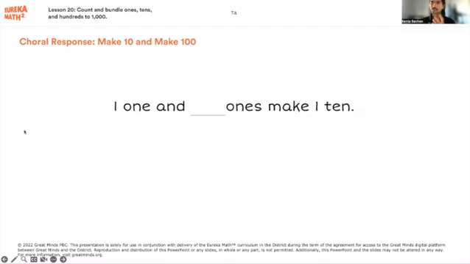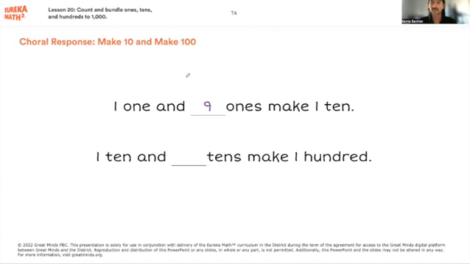Okay, now let's think of it the opposite way. If I only have one 1, how many more ones do I need to make 10? If I only have 1, how many more do I need so I have 10? I only have 1. How many more do I need? Yeah, we need 9 more, right? You can also think of this like we've been doing with our circles, right? If I only have 1, I need 1, 2, 3, 4, 5, 6, 7, 8, 9 more, right? I need 9 more ones to make 10.